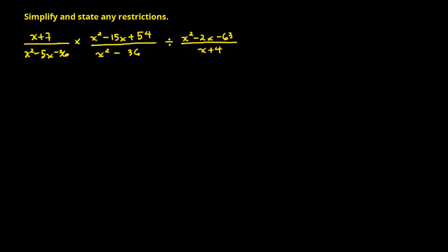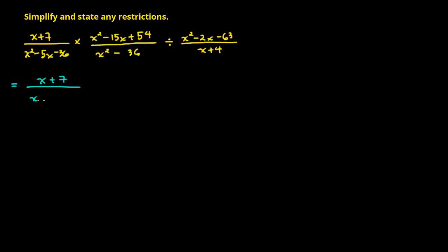Hi everyone, in this video we look at another example where we're told to simplify and state any restrictions, and here we've got a product of two rational expressions, and then we're going to divide by this rational expression here. So the first thing that we're going to do is factor all of our rational expressions, the numerators and denominators. So we get x plus 7 over x squared minus 5x minus 36.